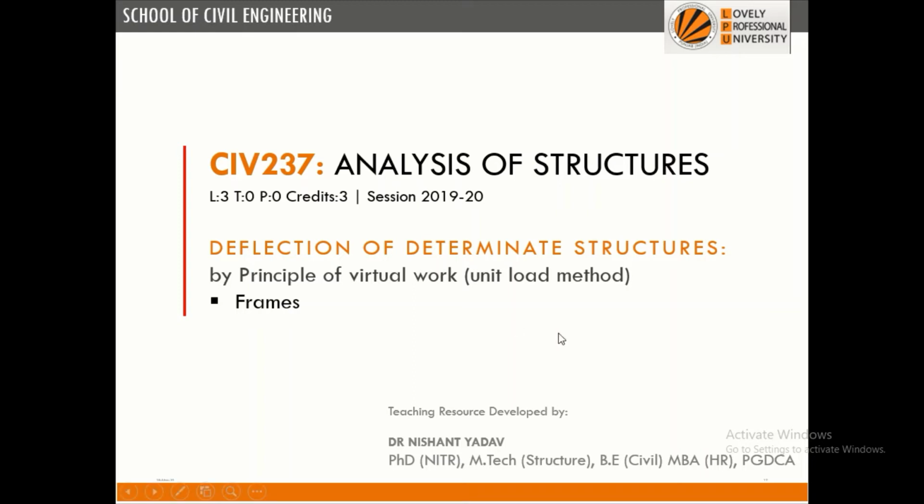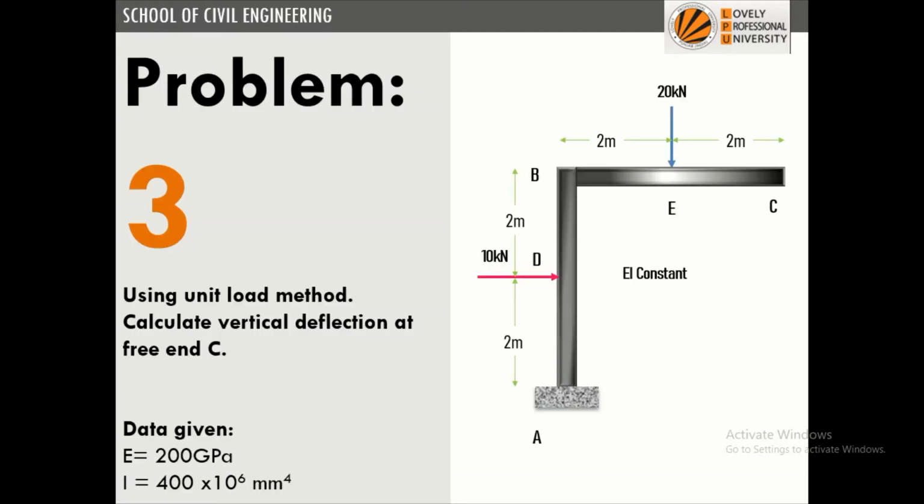Today we will solve horizontal and vertical deflections in frames using the unit load method. So this is the first problem. This is a frame. This is a rigid joint and it is carrying a point load at this point and one point load on the vertical post. By using the unit load method we have to calculate the vertical deflection at this point.